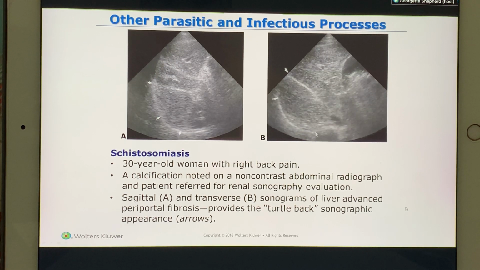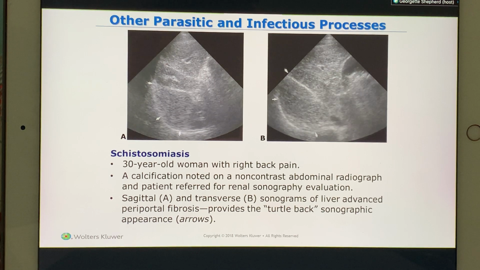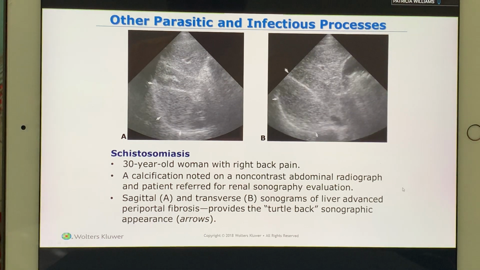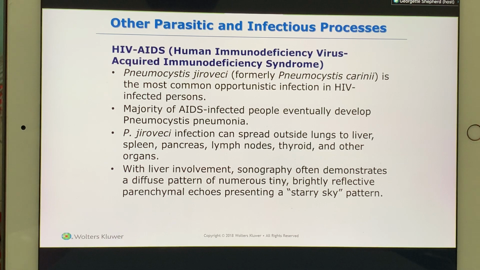This is a 30-year-old woman with right back pain, and you can see that this is a transverse image in A. You can see that it has these linear structures due to fibrosis, and they call that the turtleback sonographic sign. Turtleback.